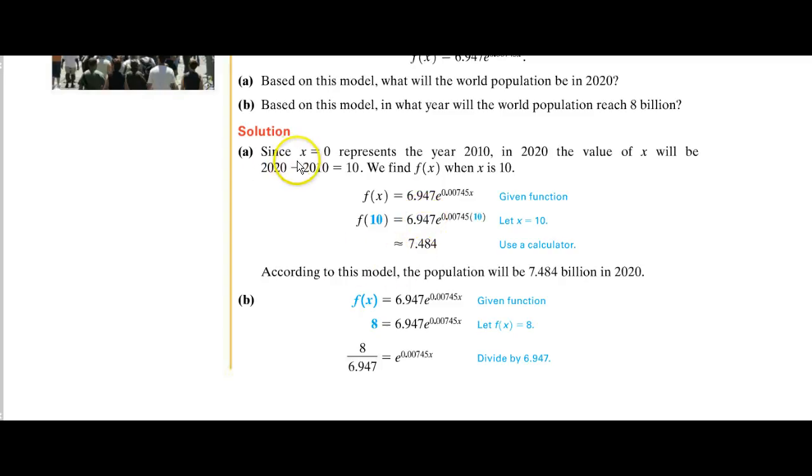All right, now in example B, they're saying according to this model, the population will be this. But what will it be? When will it reach 8 billion people, in what year? So we put the 8 there equals this, and then it would be 8 divided by this gives you that, and that equals that.